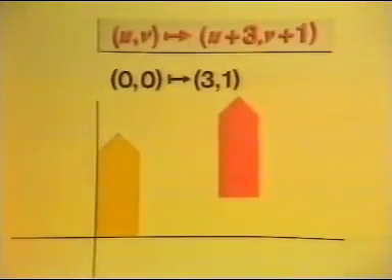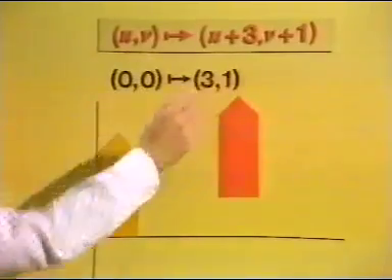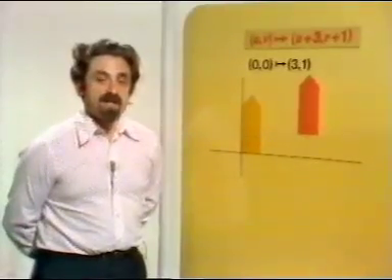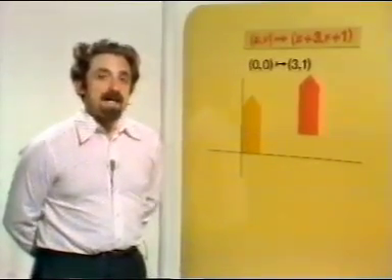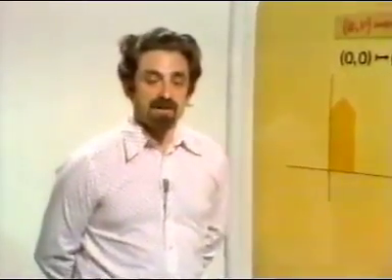We now know what happens to any point, because if we're given a point, all we have to do is replace u and v here by its coordinates, and we know where it goes to. So now we've answered a question that we weren't asked about translations. Can we do the same thing for rotations? Can we write down a rotation in the form uv goes to something?